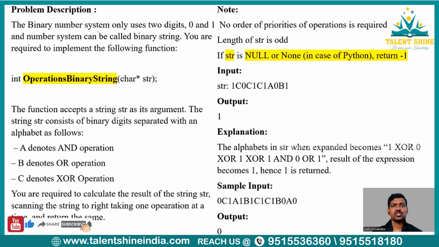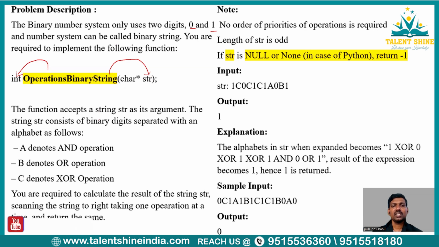So, the binary number system. I hope everybody is familiar with the binary number system, which consists of zeros and ones. Let us see the function we are going to implement: operations binary string. This function is going to return an integer value, and it accepts only one argument, which is a string.